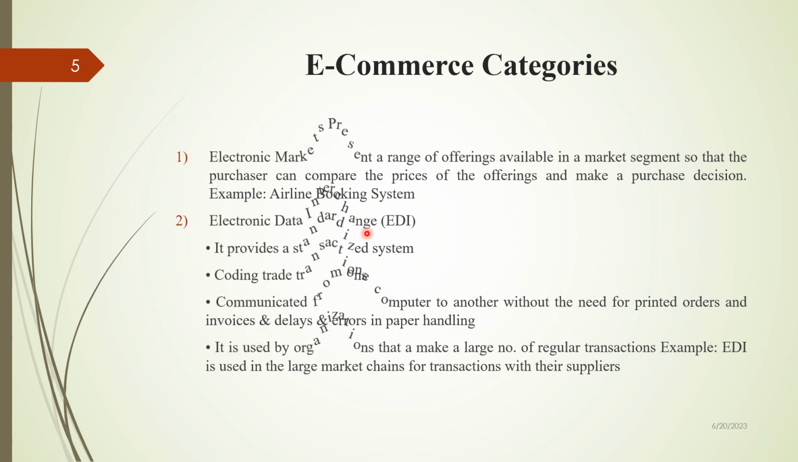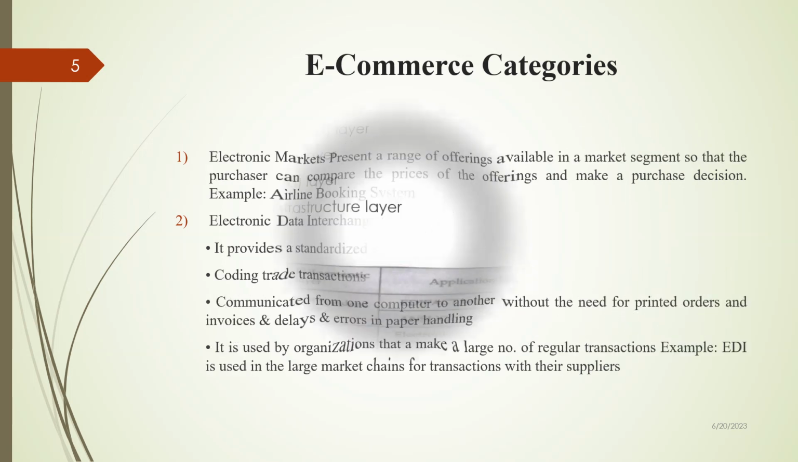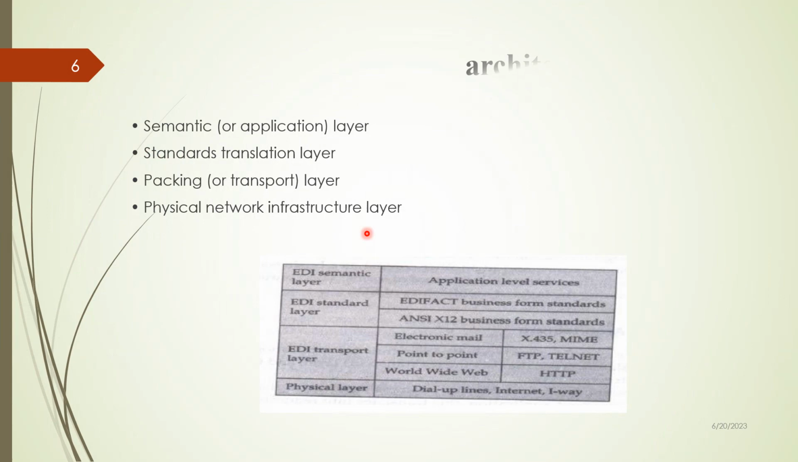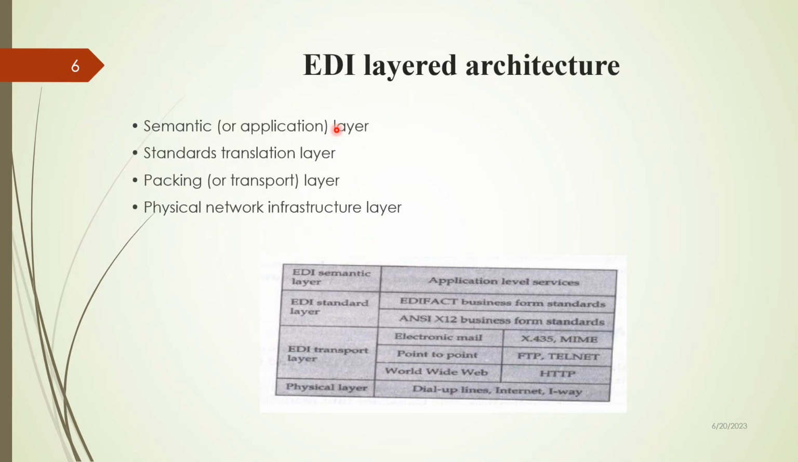Then we are going to the next slide. The next slide is the EDI layered architecture. So electronic data interchange is basically where transactions take place from the internet. It has seven layers. So we have semantic, standards, packing, and physical. So this is the diagram that depicts how the system works.